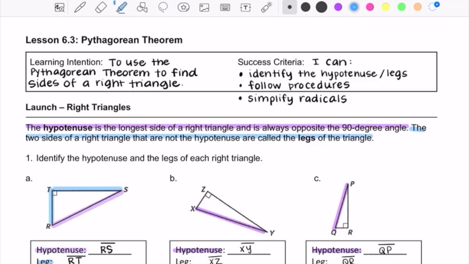Everyone. Today's notes are on the Pythagorean theorem, so we're going to be doing lesson 6.3. The Pythagorean theorem is an equation that relates just to right triangles, and so we want to start out with remembering some information about right triangles.